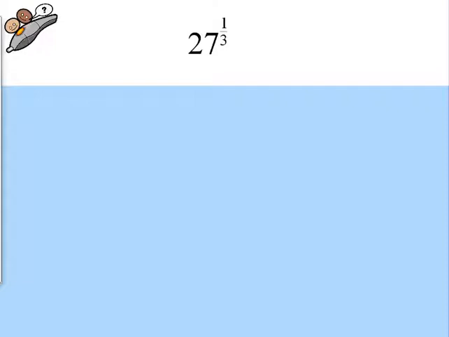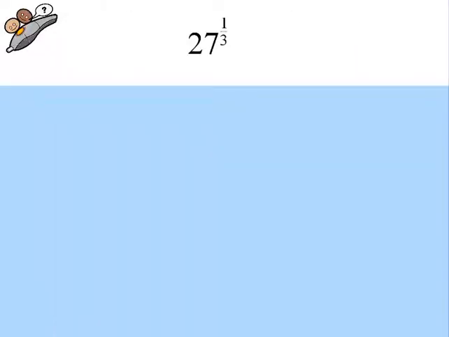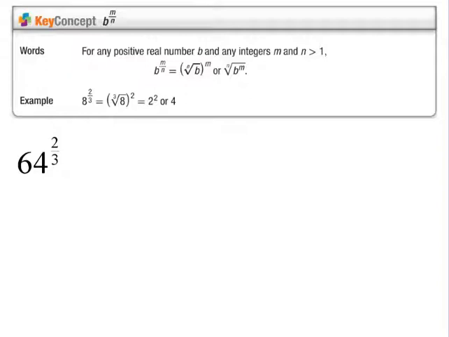Okay, let's go ahead and see what we got for answers. The answer is 3. Okay? So now we're going to talk about what happens when it's not like a 1/3 or a 1/4 or a 1/5, when it might be a 2/3, a 3/4, 4/5. Okay, and so our concept is b to the m over n power. It says for any positive real number b and any integers m and n that are greater than 1, b to the m over n equals the nth root of b to the m power.